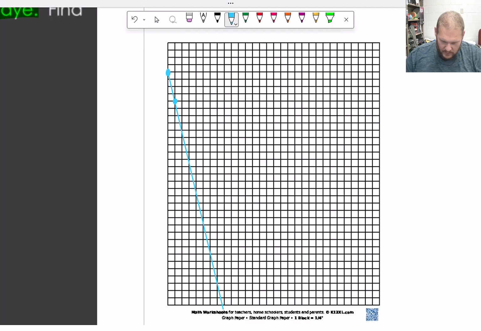My other one was a y-intercept of 9, so 1, 2, 3, 4, 5, 6, 7, 8, 9. And then it had a slope of negative 1/6, so down 1, right, 1, 2, 3, 4, 5, 6. We've got that point right there.